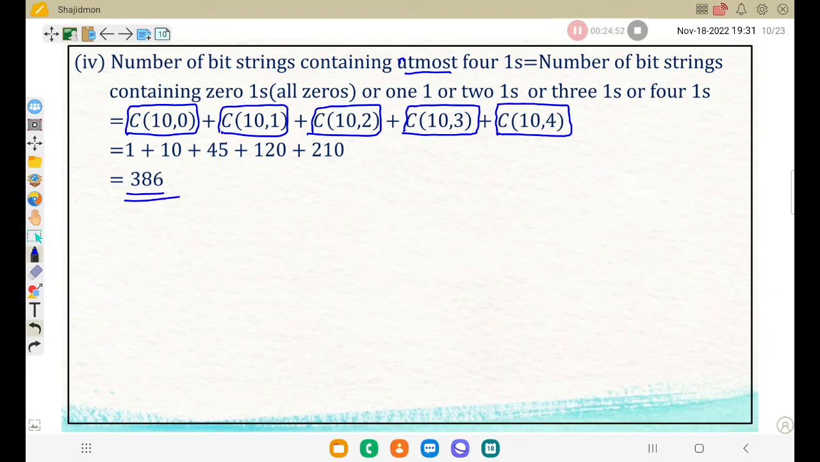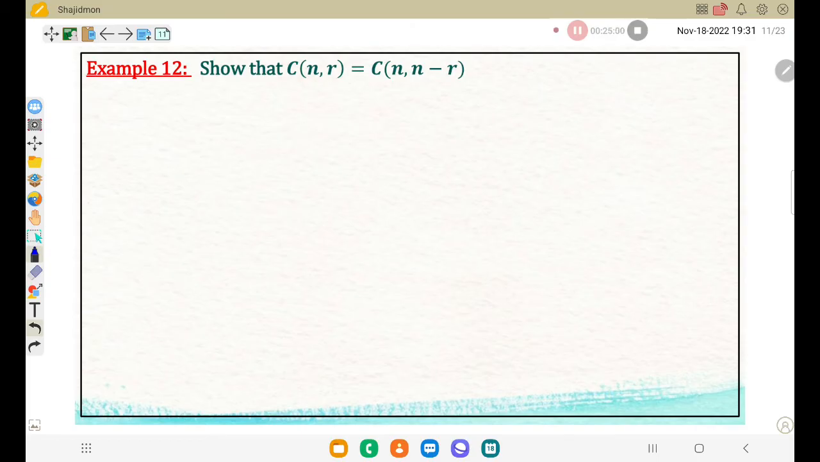Okay, and don't forget to take this 0 option and full option when we are doing the questions. Okay, I hope you understood. We'll go to the next one.